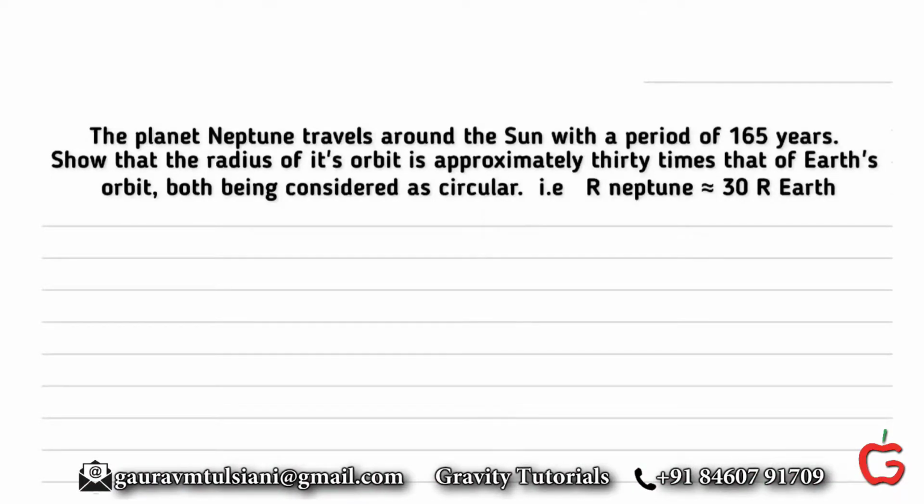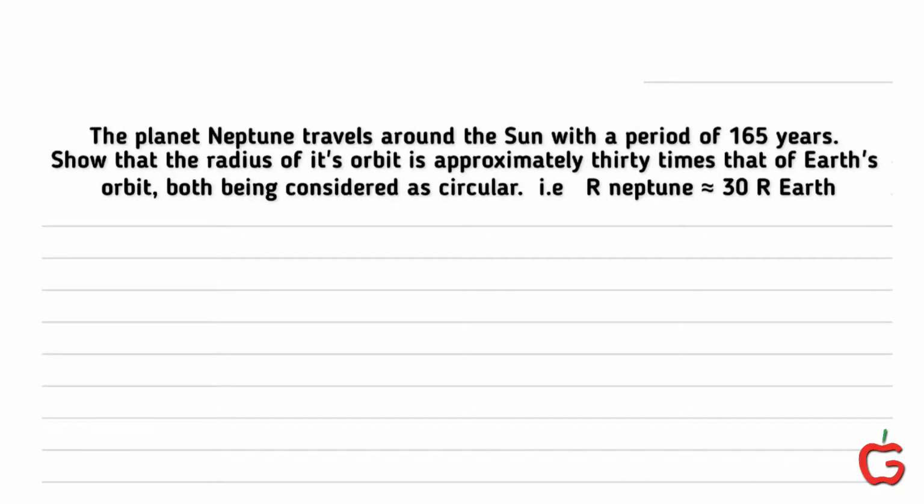From gravity, based on Kepler's third law. The planet Neptune travels around the Sun with a period of 165 years. Show that the radius of its orbit is approximately 30 times that of Earth's orbit, both being considered as circular. So we have to show that the radius of Neptune's orbit is 30 times the radius of Earth's orbit.